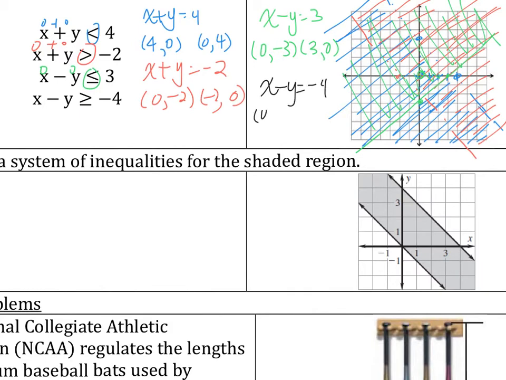When x is 0, then y will be 4. When y is 0, x will be negative 4. So let's see. 0, 4. Okay, this point again, and then negative 4, 0 will be 1, 2, 3 right here. And then we're going to have to use a solid line because it's a greater than or equal sign.